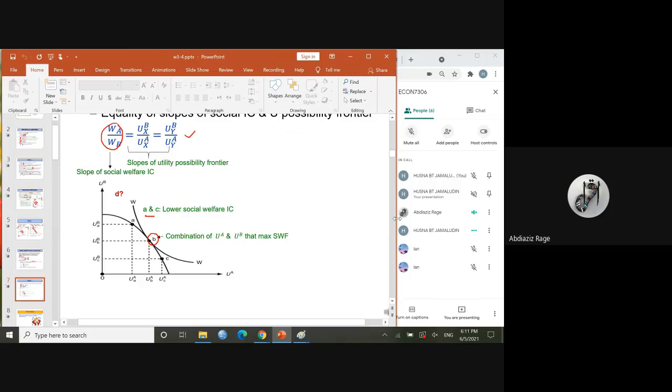Point A and B, or point B and C? Point A and C. Why are they not efficient? Because it is not the line. It is not the line. What does it mean? This line, W line. What line? W line. Okay. So how about Halima? What do you think? Why are point A and point C not efficient?